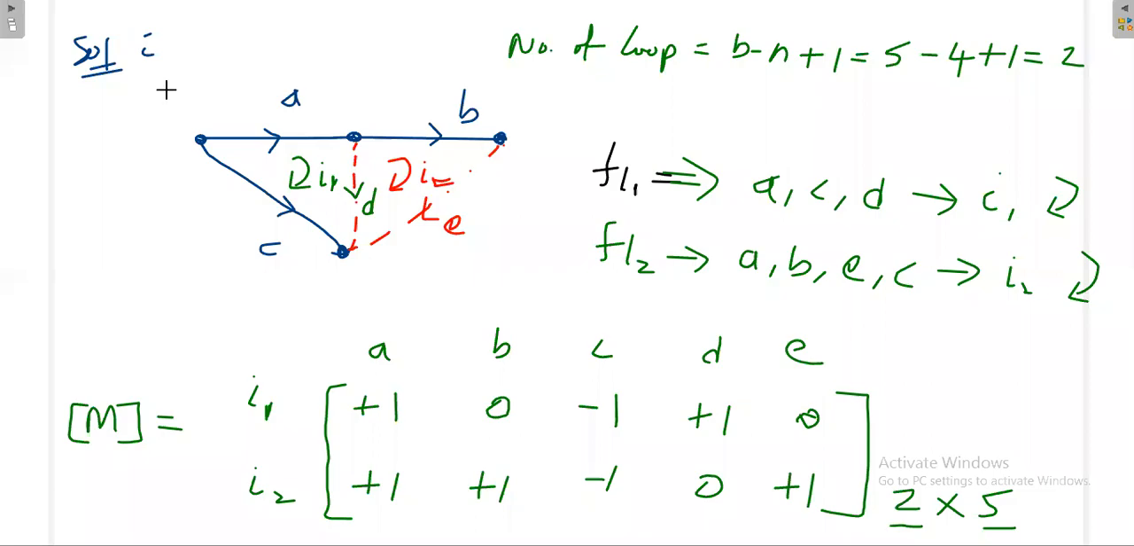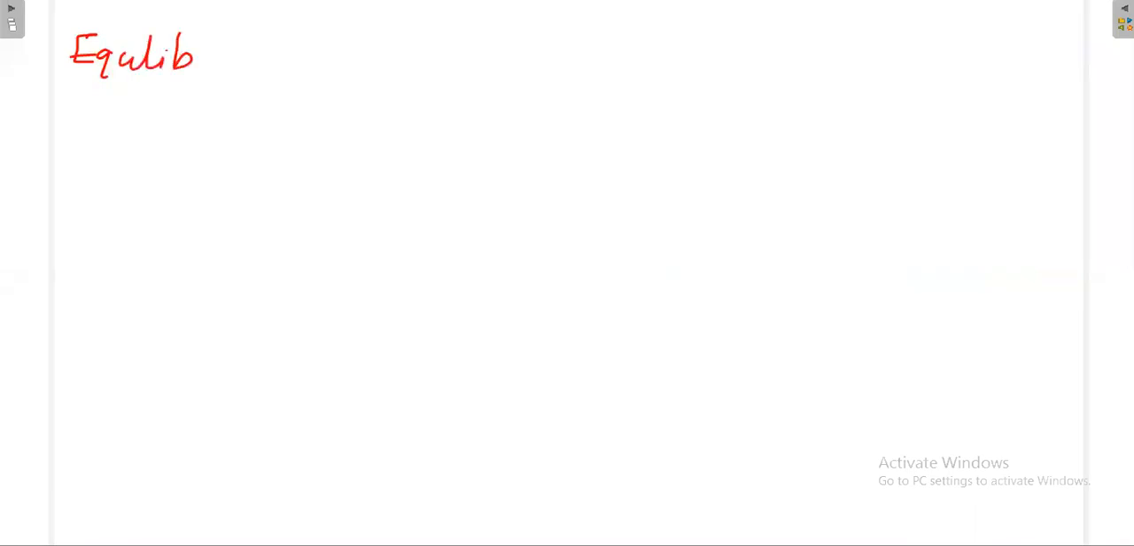Okay, equilibrium equation. It means we have already solved and got the tie-set matrix. What can we do with that tie-set matrix? Okay, so again, I am making some notation. I am assuming some notation here.